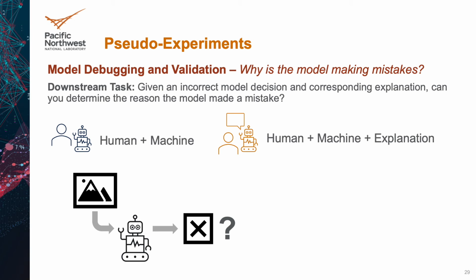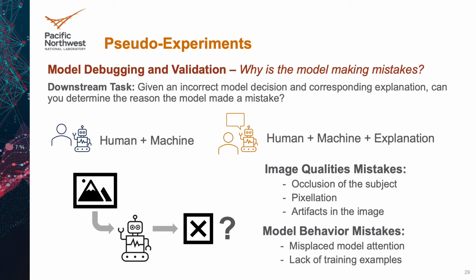For this downstream task, a research team would code a set of model mistakes using inter-rater reliability of those annotations to establish a ground truth. For example, for an image classification task, these coded mistakes may be an annotation of the image qualities that misled the model, for example, occlusion of the subject, pixelation, and artifacts in the image, as well as qualities of the model behavior, misplaced model attention, or a lack of training examples. Images are presented to users who are asked to identify the reason the model made a mistake. The user's ability to correctly describe the reason for the model's mistakes is measured with and without the explanation to determine if explanation methods are useful in helping users determine why a model made an error.